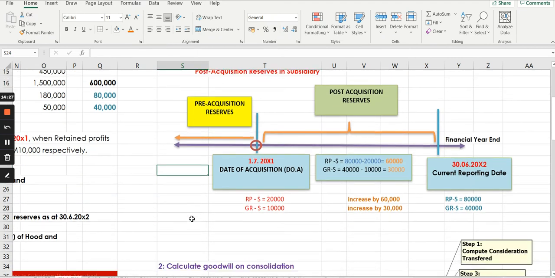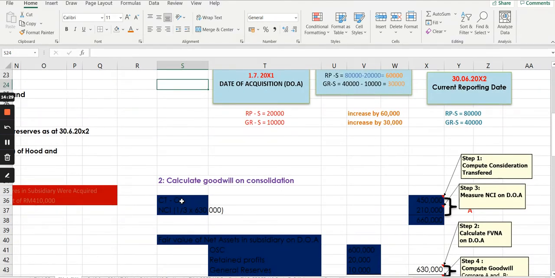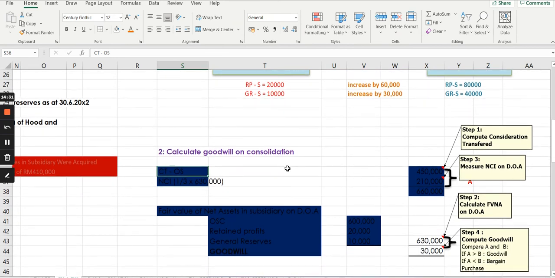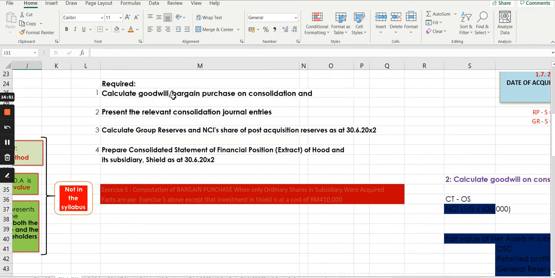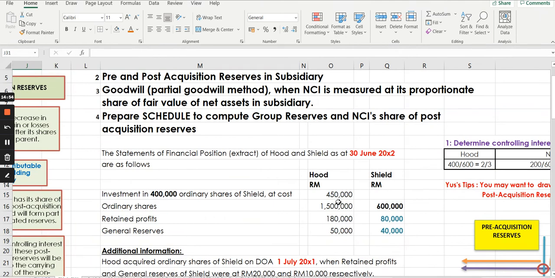Now we go to the second one, which is to calculate goodwill. Remember, to calculate goodwill on consolidation, you have 4 steps. The first one is to compute the consideration transferred. The consideration transferred has been computed for you. I put here CT, which stands for consideration transferred. I'm taking the one given in the question, which is 450,000.